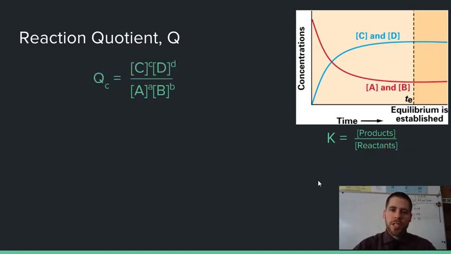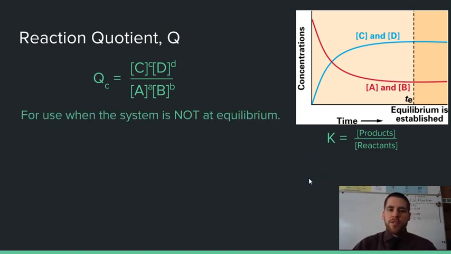Now the reaction quotient is calculated actually the exact same way that K is calculated, but it's not the same thing. It's for use when you're not at equilibrium. So K is only useful when you know that you've reached equilibrium. But a lot of times it's necessary to calculate what that ratio of products to reactants is at a different point in time, right? So you could calculate the initial conditions, you could calculate right here, or you could calculate anywhere in between. At any point before you get to equilibrium, you can calculate Q.